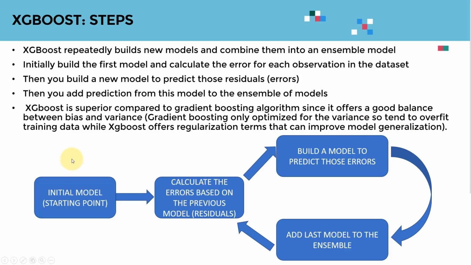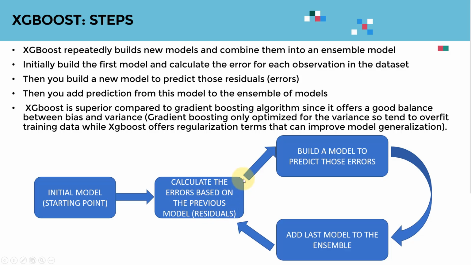So let's take a look at the actual process or steps from a very high level. First, you start with an initial model. Think of it as a starting point. Afterwards, you calculate the errors, the residuals, of the previous model. So you go ahead and subtract what the model is predicting initially minus the labels or the ground truth. So now you have a list of residuals or errors.